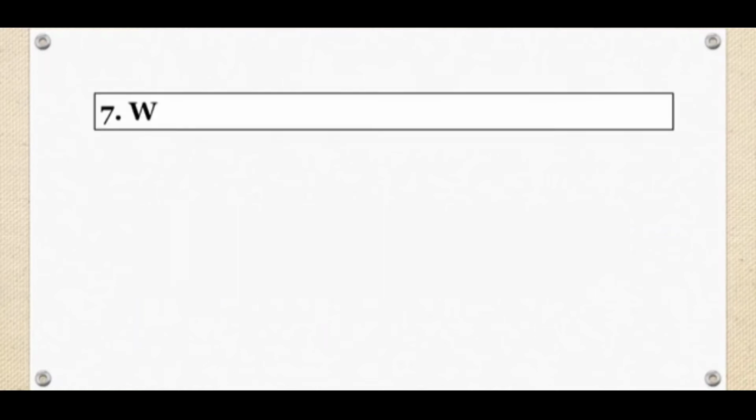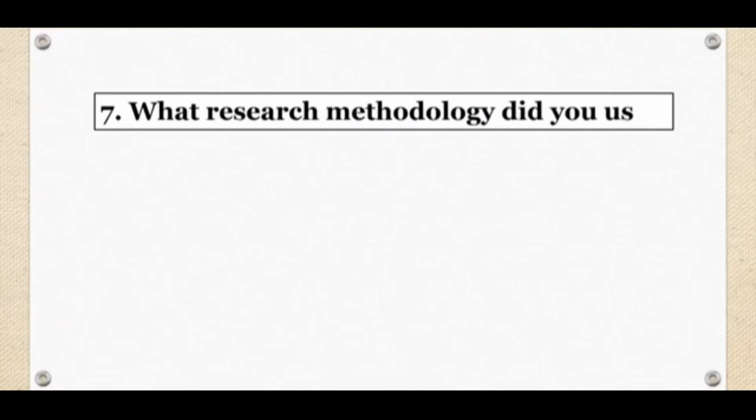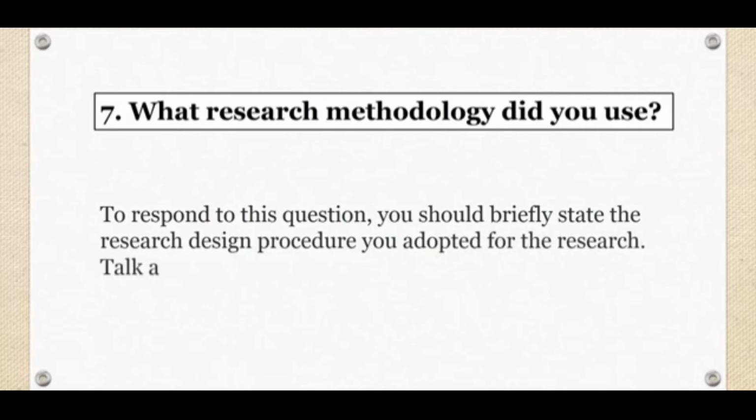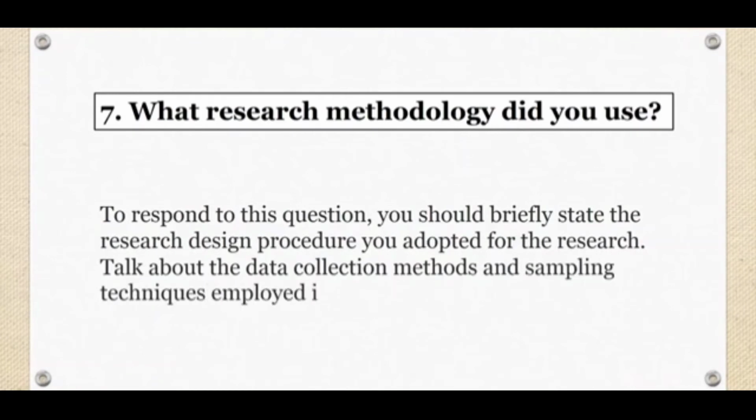The next question: what research methodology did you use? There are different types of research methodologies. For example, in the case of quantitative research, there are different types of research methodologies. In the case of qualitative research, some other research methodologies are used. So, why did you use a particular research methodology? To respond to this question, you should briefly state the research design or the research methodology you adopted for the research. Talk about the data collection methods and the sampling techniques employed in the research.